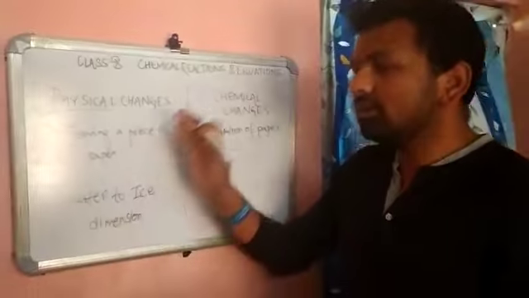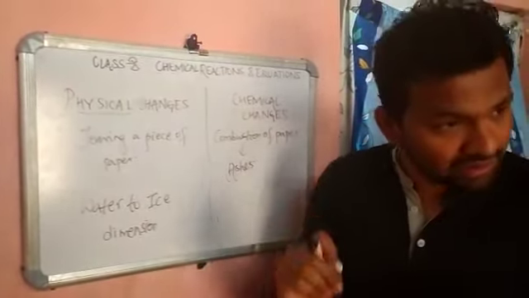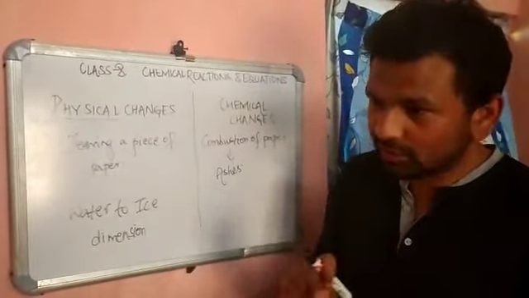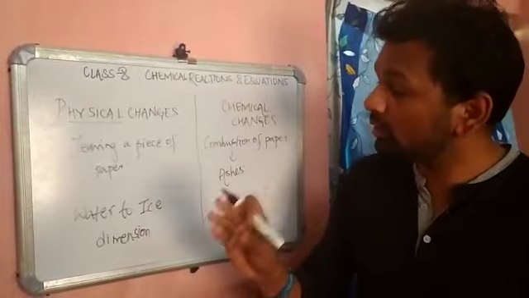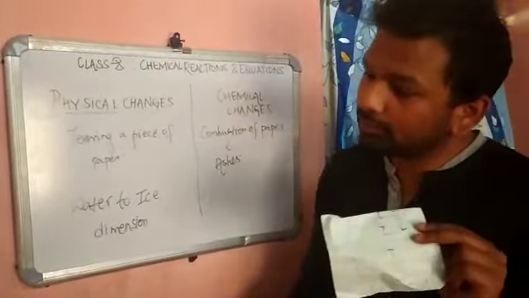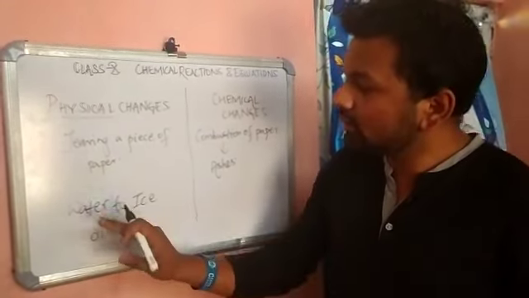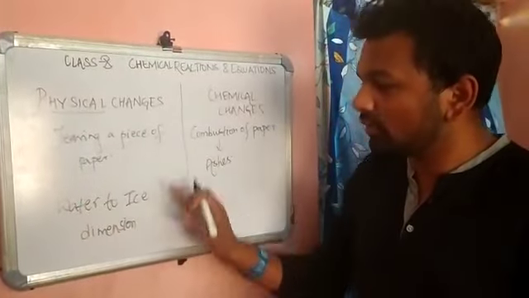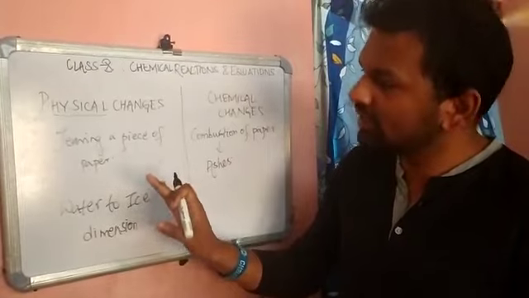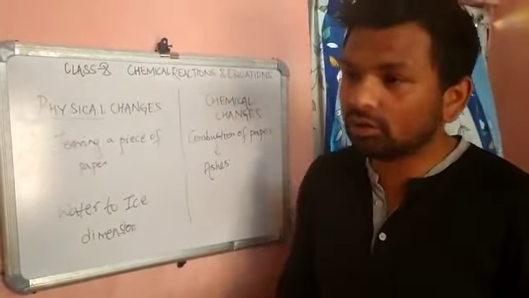So water is being converted to ice. After all, we know that water exists in 3 states. Water and ice are made up of the same entities, that is hydrogen and oxygen. So when water is being converted to ice, the change is a physical change. It's not a chemical change. A new substance is not being formed.